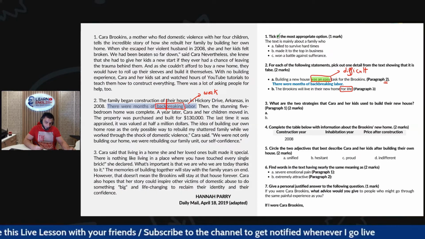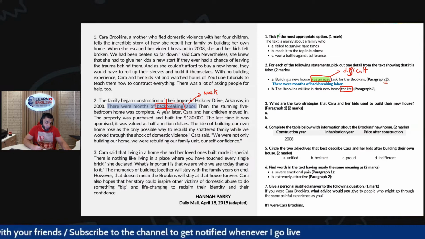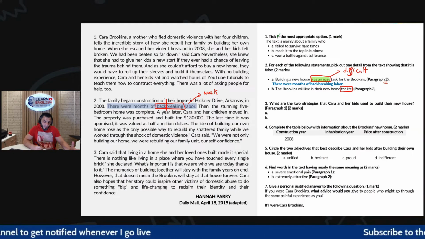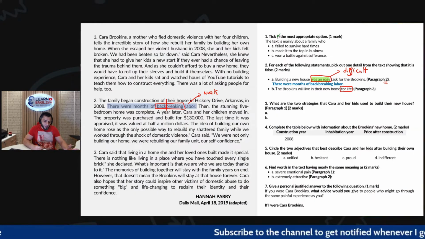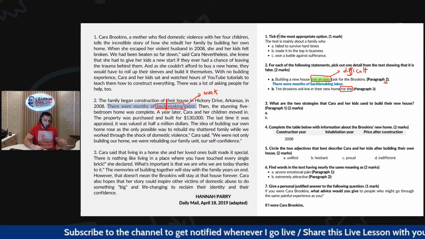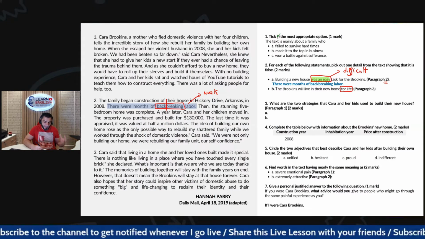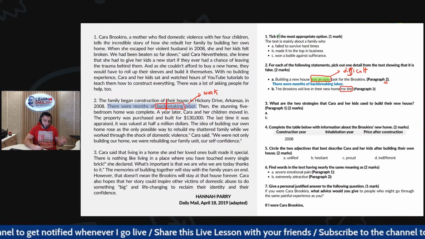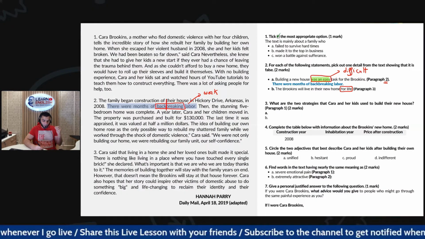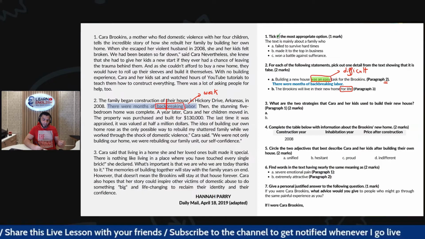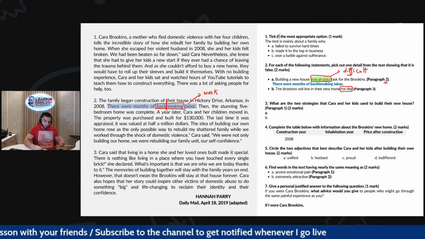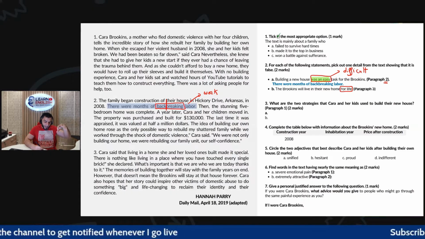So let me read the third paragraph. Sarah said that living in a home she and her loved ones built made it special. There is nothing like living in a place where you have touched every single brick, she declared. What's important is that we are who we are today thanks to it. The memories of building together will stay with the family years on end. However, that doesn't mean the Brookens will stay.